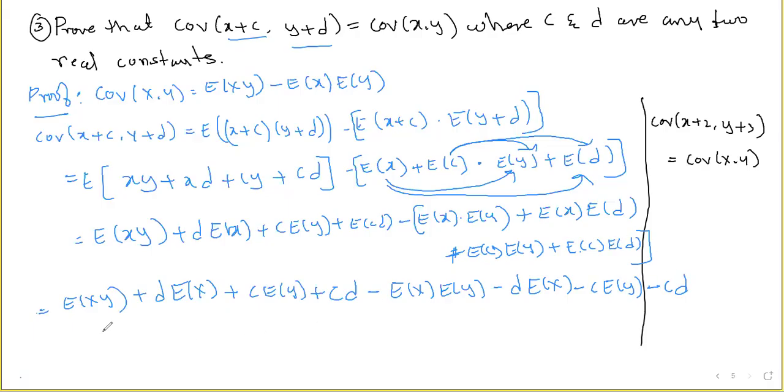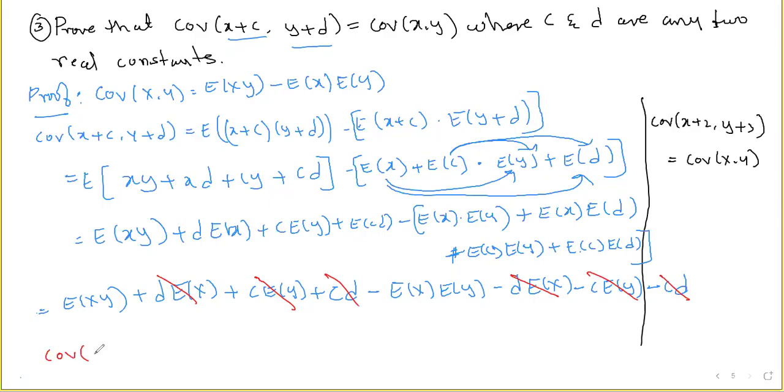So now some terms are going to get cancelled. Just observe which terms are going to get cancelled. Plus cd, c into d minus c into d. Plus d into expected value of x minus d into expected value of x. c into expected value of y plus minus c into expected value of y. So now the remaining things.